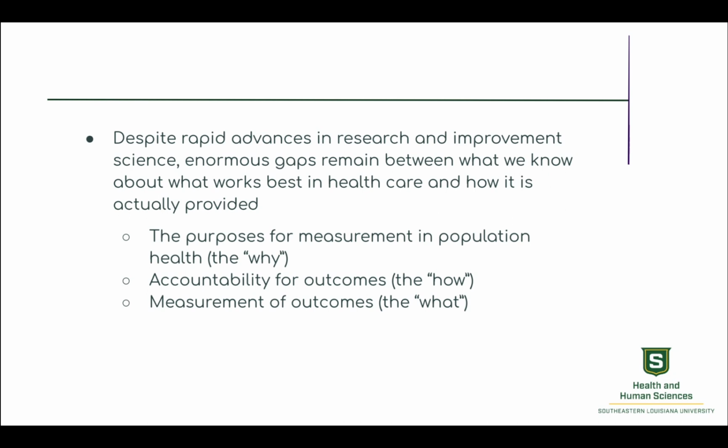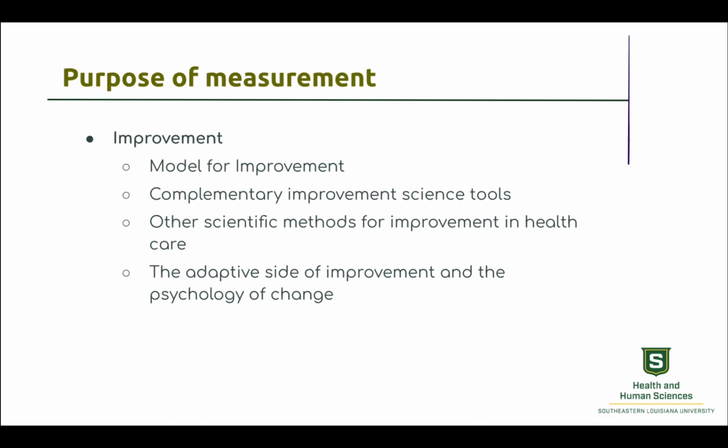And those are the reasons why we want to know what the purpose is for the measurement that we're doing with the population health, that is the why, and what the accountability of the outcomes is, that is the how, and what we measure to know that what we have set out to do has been done, and that is the what. So, with the improvements, we think about things like models of improvement, complementary improvement science tools and stuff like that.